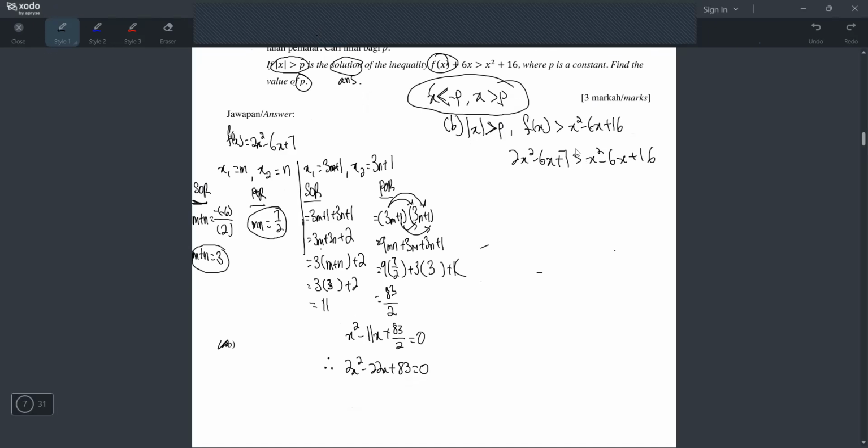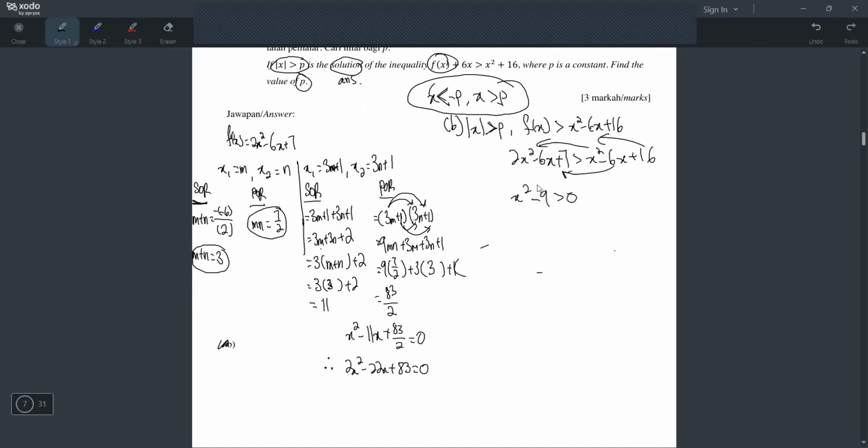First thing first, pindah everything to one side equals 0 because we want it to be general form. So the x square will go here, becomes minus. So 2 minus 1 is x square. And then minus 6 will move here, become plus. Negative 6 plus 6 is 0, so don't have to write. And then 7 minus 16, which is negative 9. And don't forget the symbol is still bigger than 0 like this.